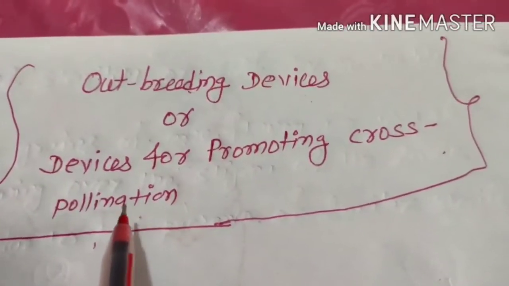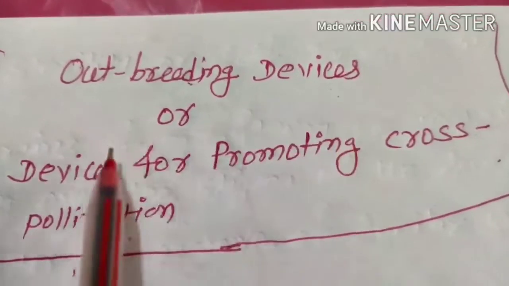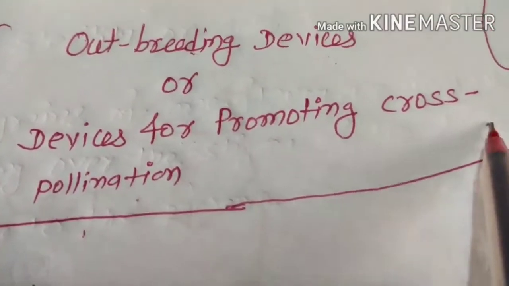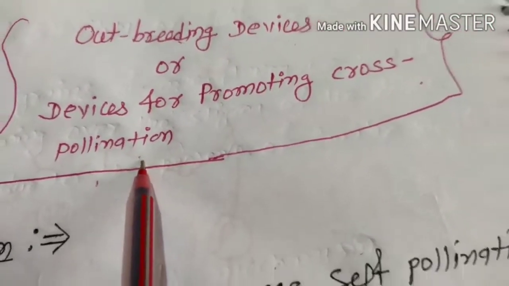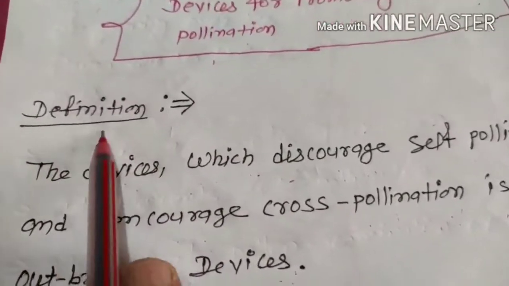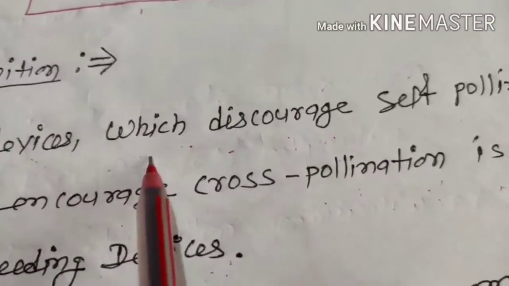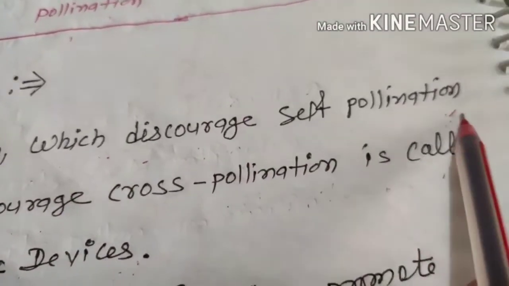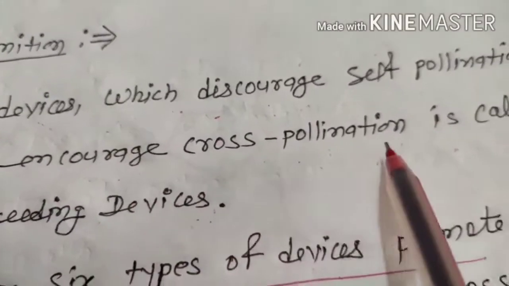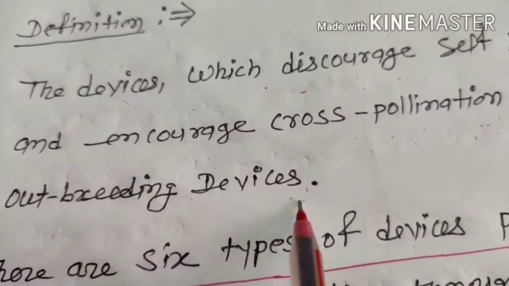Good morning, students. Today we see outbreeding device, or device for promoting cross pollination. First we see the definition of outbreeding device. The device which discourages self-pollination and encourages cross-pollination is called outbreeding device.